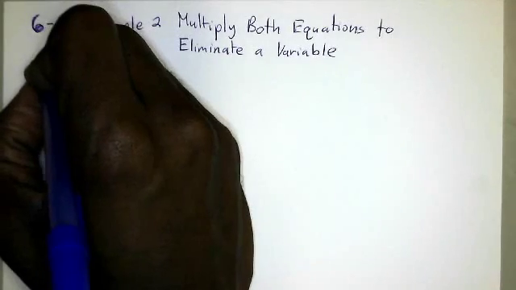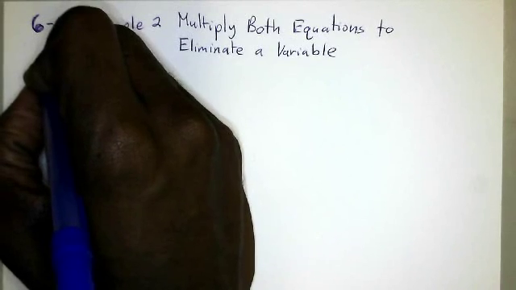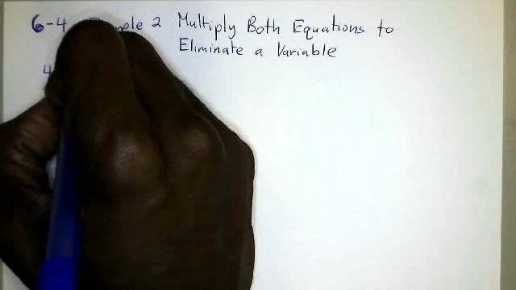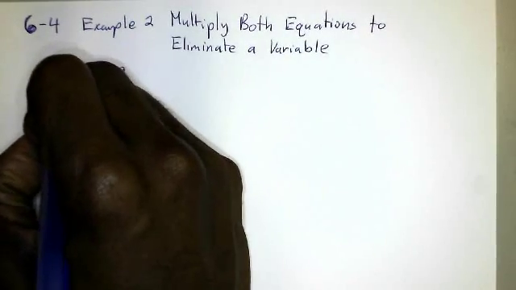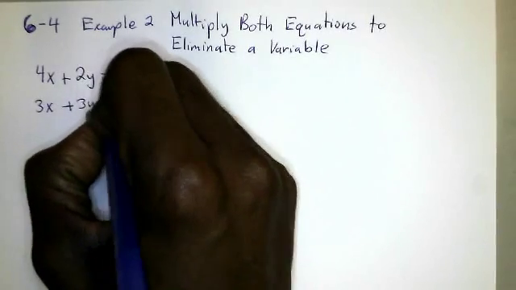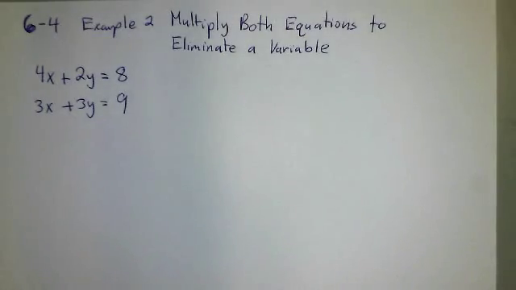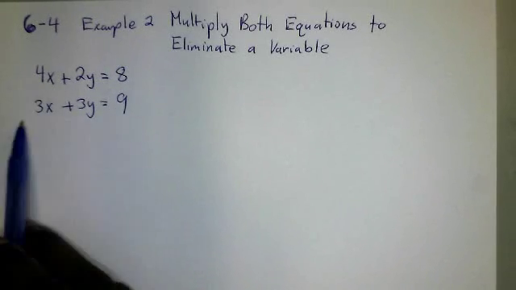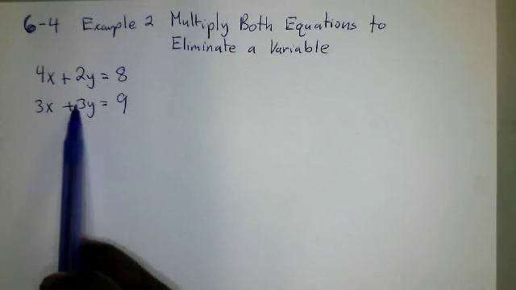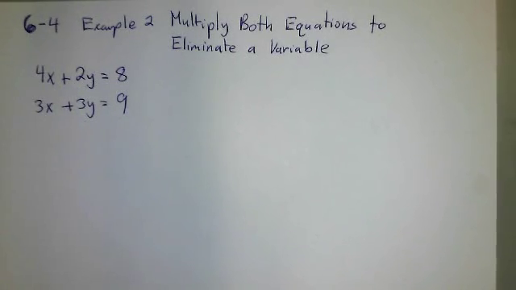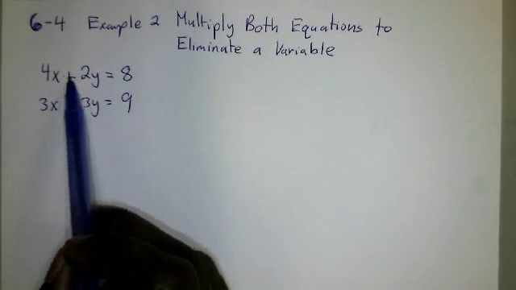Alright, so now here's an example that is given to us. We have 4x plus 2y is equal to 8. We also have 3x plus 3y is equal to 9. Now if you look at both of these equations, we don't have any numbers that are the same. We also have the signs that are not opposite. They're the same sign. Well, not the same number, but they have different numbers but the same sign.